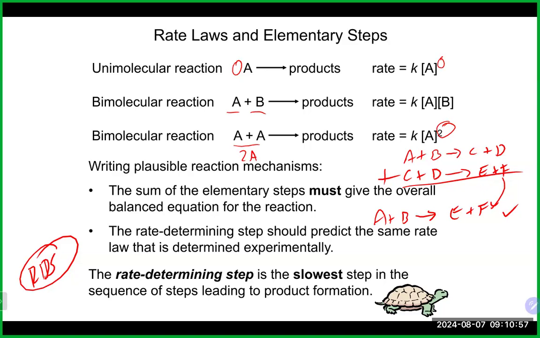So if there are multiple steps that have to happen, and somewhere along the way there's a really slow part of that mechanism, that's going to ultimately determine how fast this reaction takes place. So the rate determining step should always have a rate law that matches the one found experimentally. So if you look at the experiment, for example, that we did yesterday, if you look at the overall reaction, but then you look at what you're trying to find the rate law for, the rate law that you're trying to find is actually for the slow step in the mechanism, because that is the one that should be the same as the one you find experimentally.